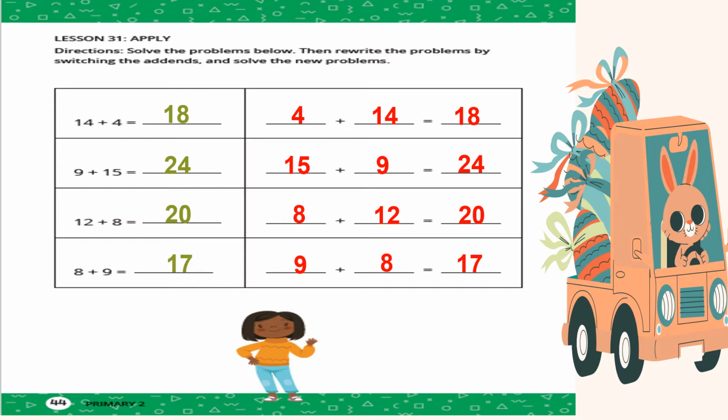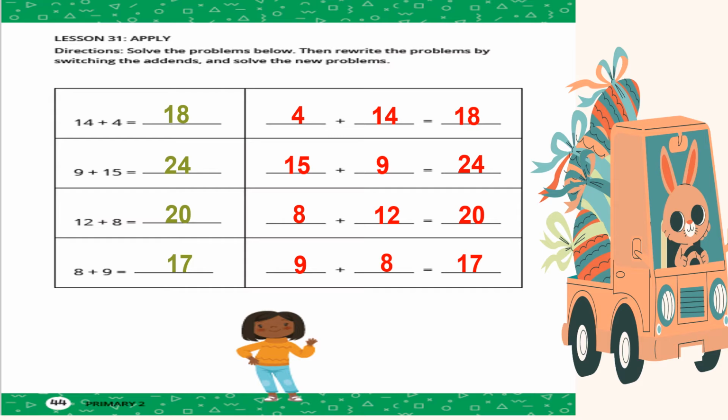Solve the problems below, then rewrite the problems by switching the addends and solve the new problems. 14 plus 4. How can we solve 14 plus 4? We can use the doubles mental strategy. 4 plus 4? Yes, 8. So, 8 plus 10? Excellent, 18. Now we will switch addends. So 4 plus 14 equals also 18.